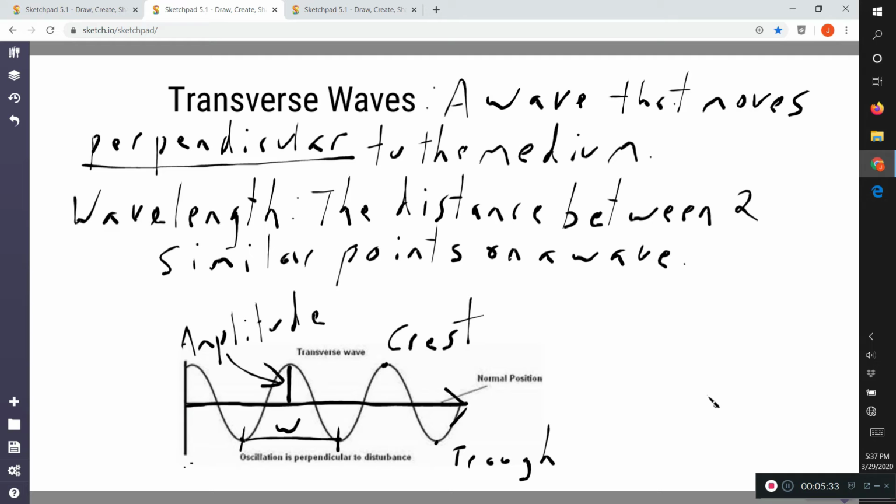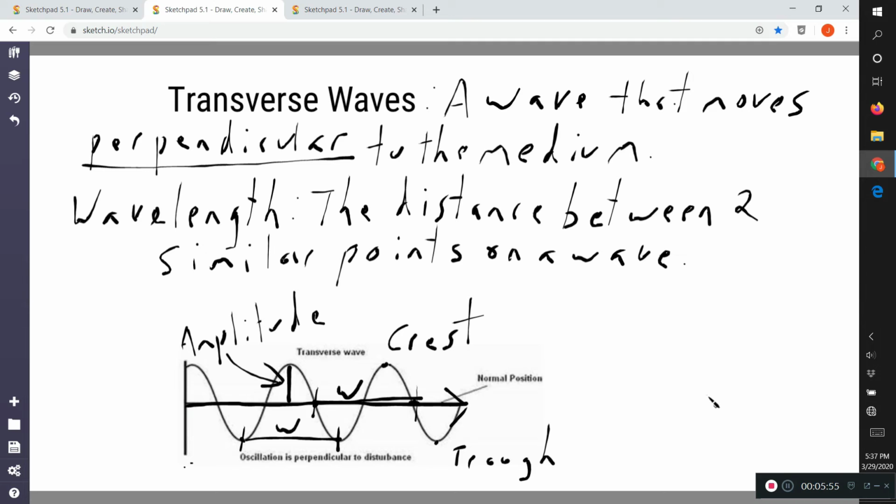And you can pick any two points. If you pick the base point right here, the next base point that has a similar property that's going downward would be right here. And that would be the wavelength as well. And those would be the same distance.